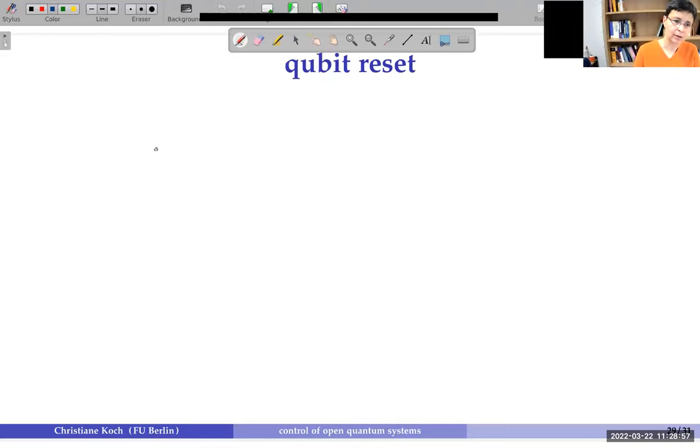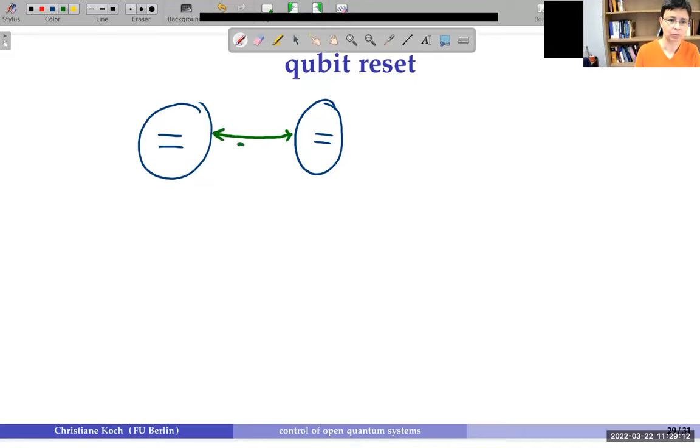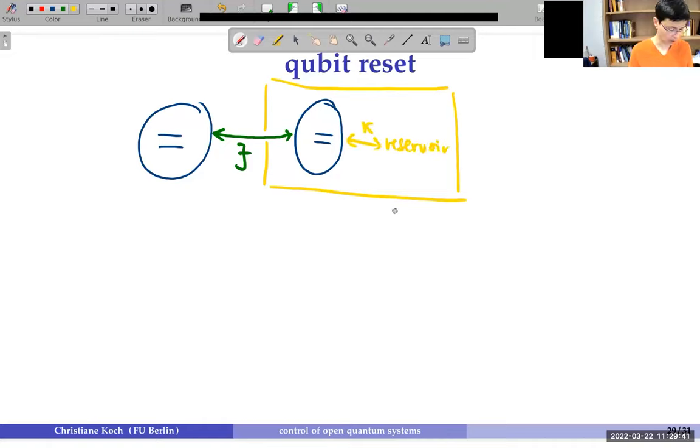So we can reduce this to the following setup. We have a qubit, and we couple it strongly to an auxiliary qubit. So here we have a strong coupling, let's call it J. And this auxiliary qubit, we can think of it really as another qubit, or as a degree of freedom, a mode of the environment. And then this mode is embedded in a larger reservoir to which it couples with the rate kappa.